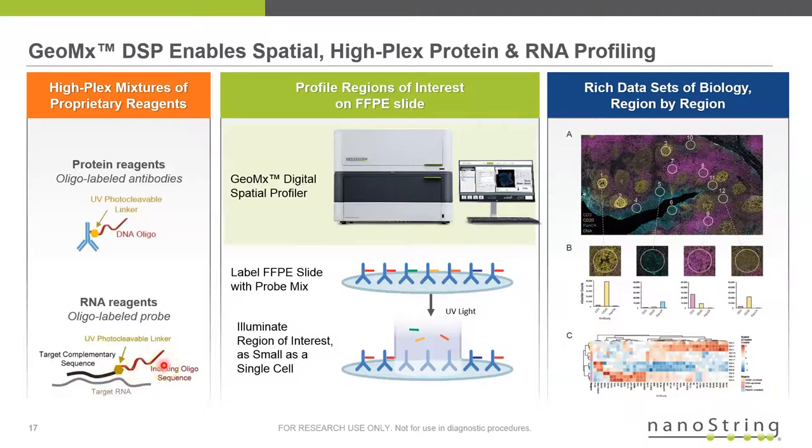So those are the reagents. You stain the samples with those reagents, put them into the instrument, and then we control with exquisite control where we shine the UV light. Only where we shine that UV light do these barcodes come off those analytes. And then we sip those barcodes up and we analyze them, and we can look at the spatial analysis of the expression of all the different proteins or RNAs that we're targeting in the assay.